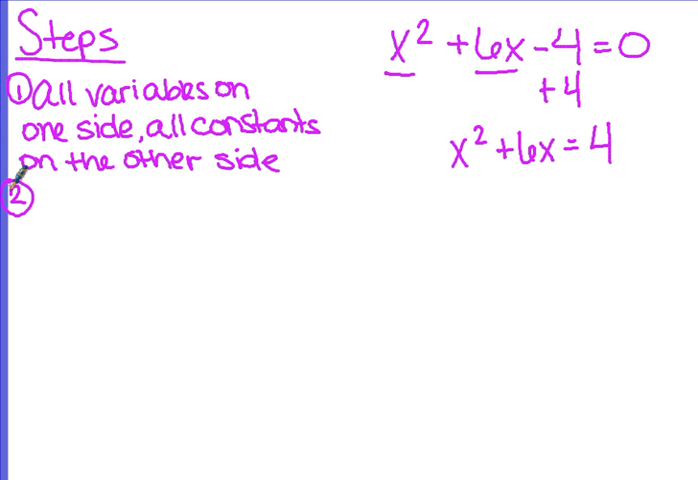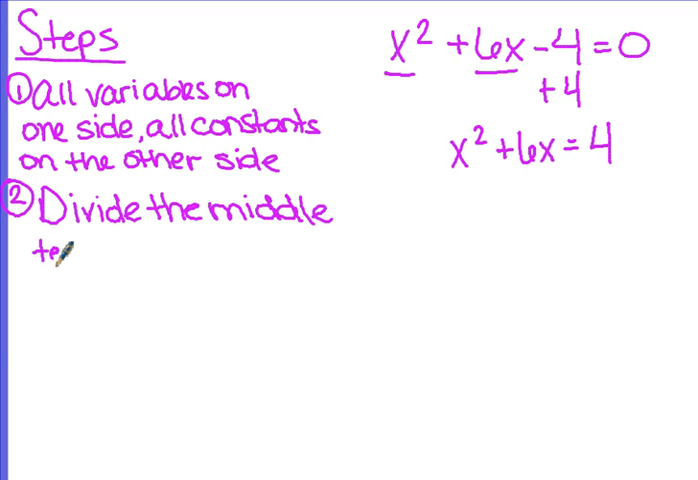All right, step 2. Step 2 is the rule or the pattern. We're going to implement it here. We're going to divide the middle term by 2 and square it. So step 2 is to divide the middle term by 2 and square it.